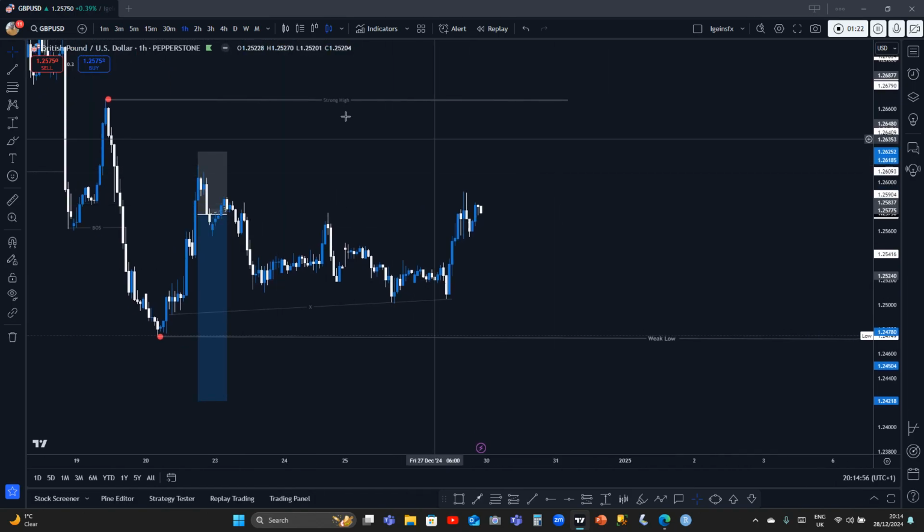Without wasting time, we'll head straight to the technical analysis so that we can break down what we should be expecting as regards the week ahead.